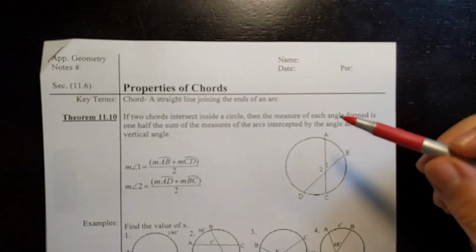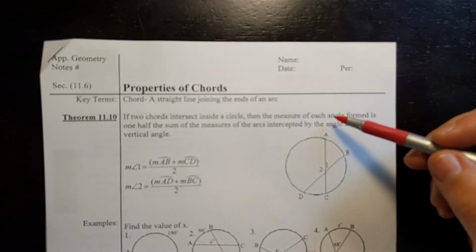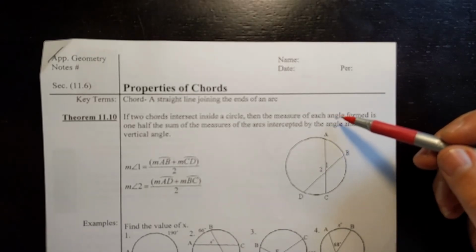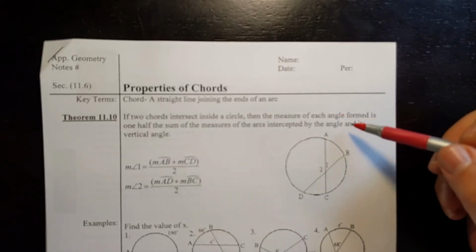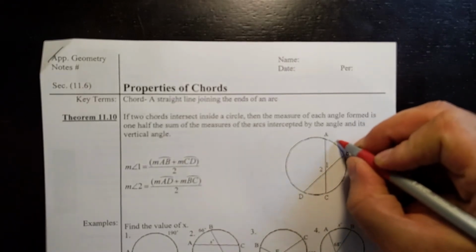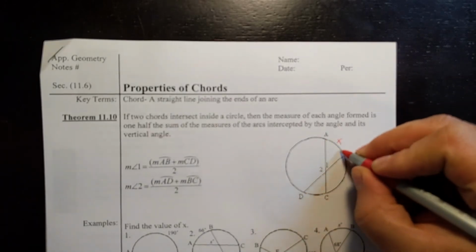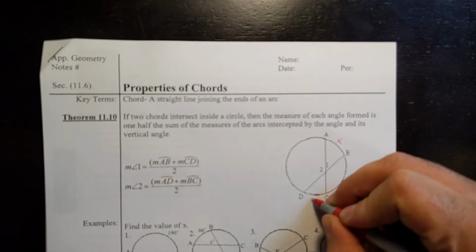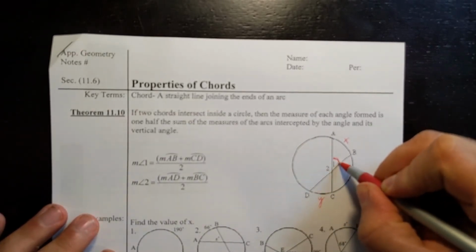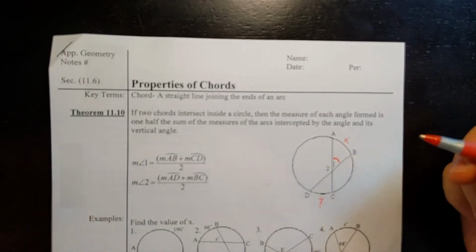This first theorem says that if two chords intersect, then the measure of each angle formed is going to be half the sum of the measures of the arcs of the intercepted angle and its vertical angle. Sounds fancy. Here's what it means. If I know what this arc is, let's call that x, and I know what this other arc is, let's call that y, and you want to know what the angle between those two arcs is, you're going to average them. That's what it means.